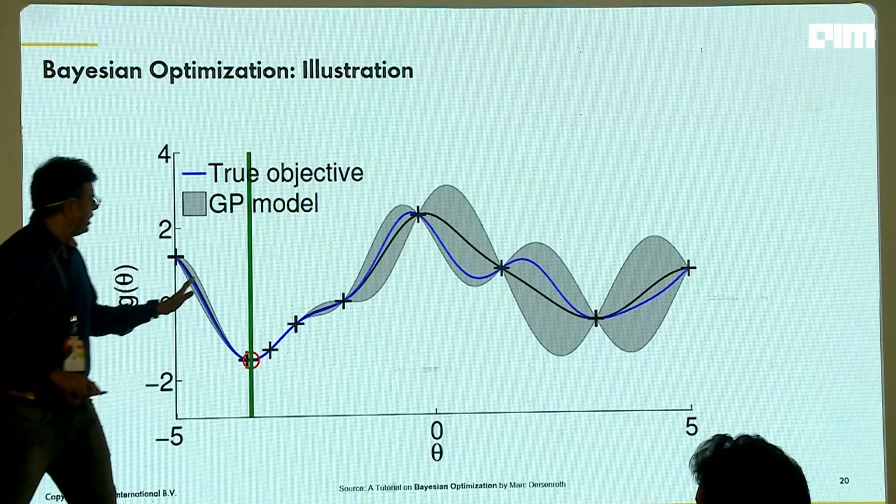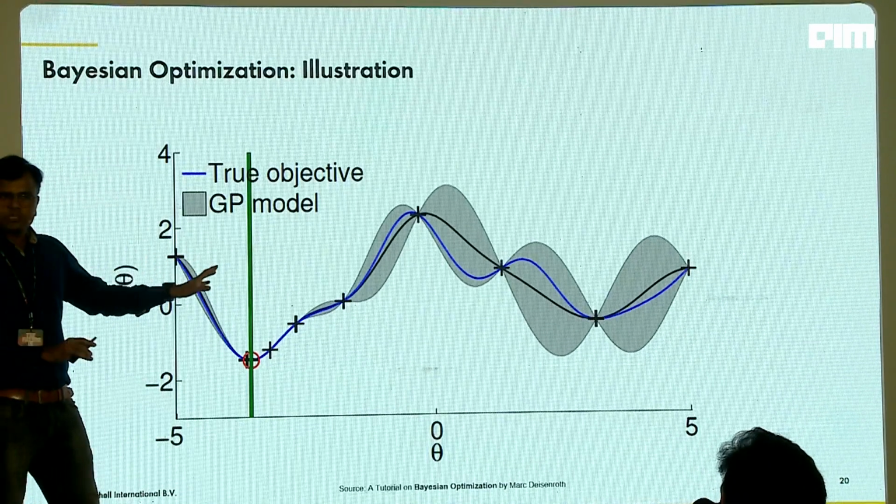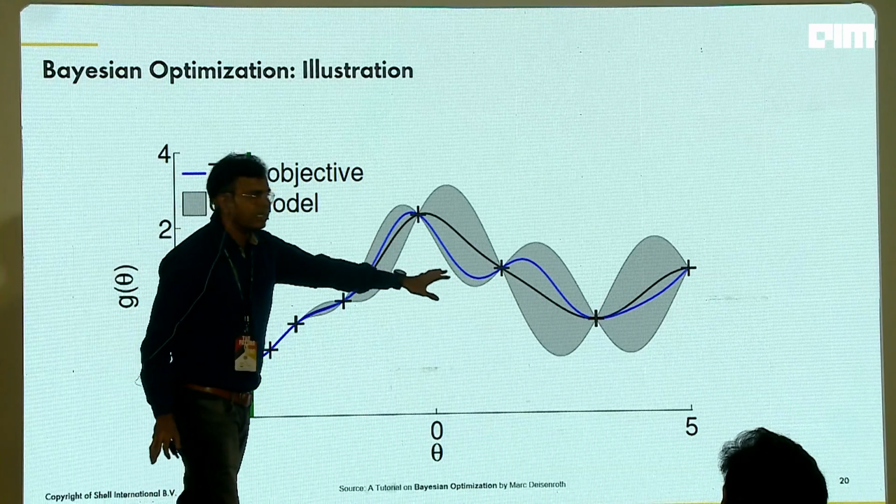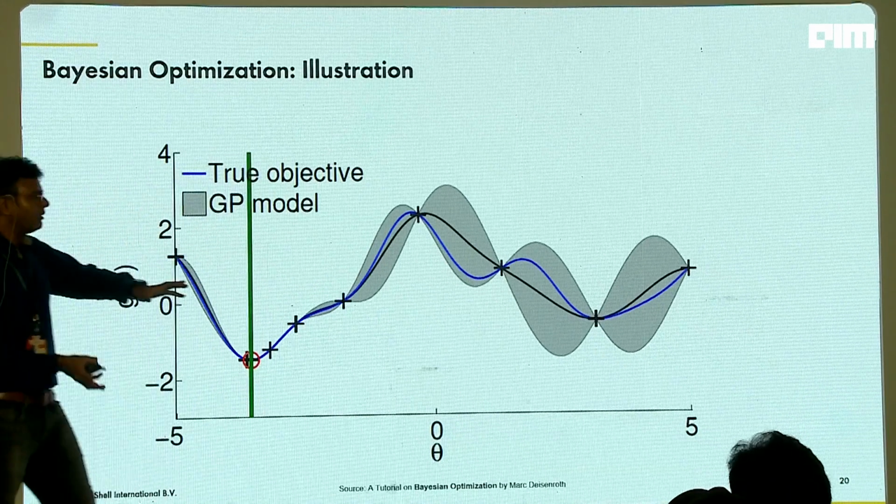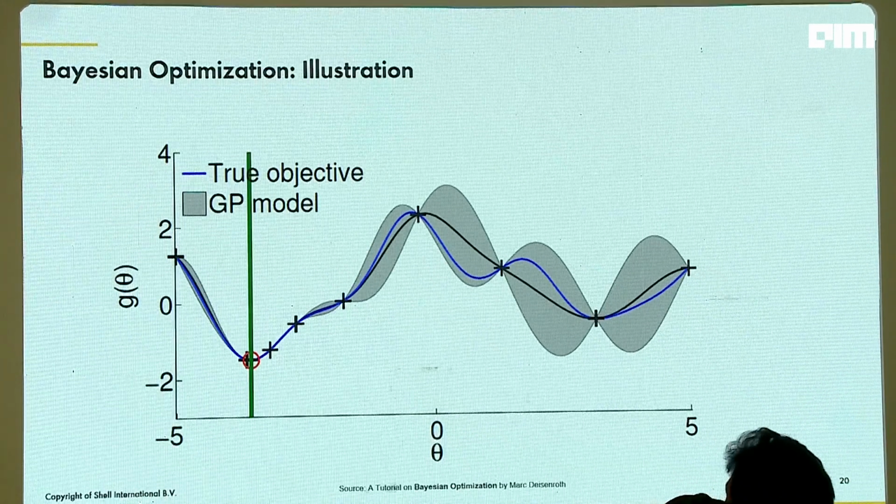That's where you can see that even though I have a right exploration and exploitation strategy, I'm not basically selecting the points on the right-hand side. There is a reason: my global minima lies on the left-hand side, yeah?